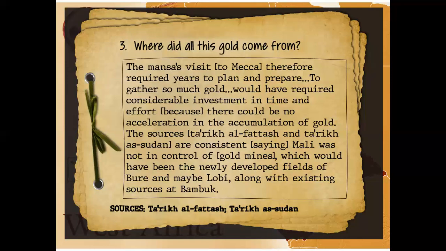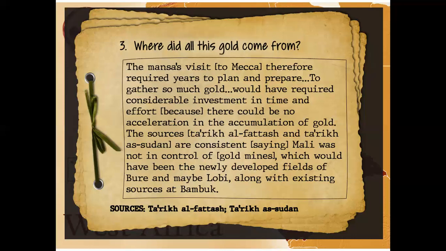So in terms of question number 3, what we are learning to help us answer the questions that we have for this inquiry, right, is that the gold mines are in Bure, Bambouk, and Lobi. These are the 3 places where the Mansa would have gotten this gold. We know this because he had to take years to plan the trip to Mecca, where he brought all this gold with him, because these 3 sources of gold in the Malian kingdom or around the Malian kingdom only produce so much gold per year.